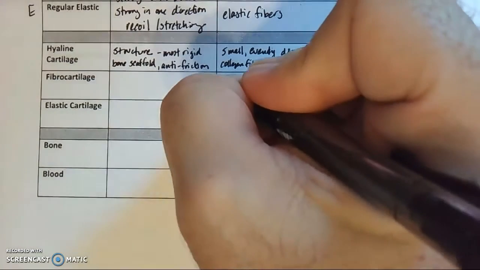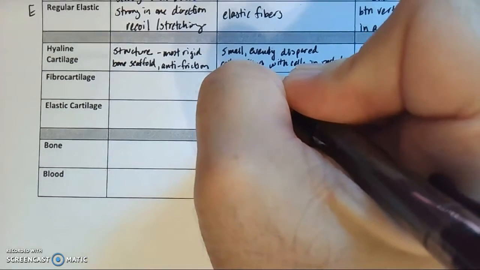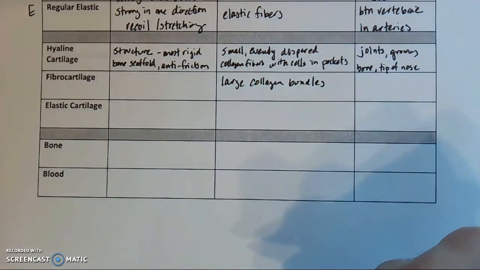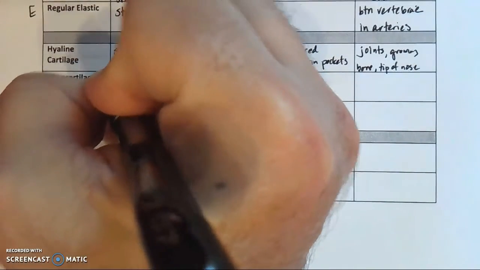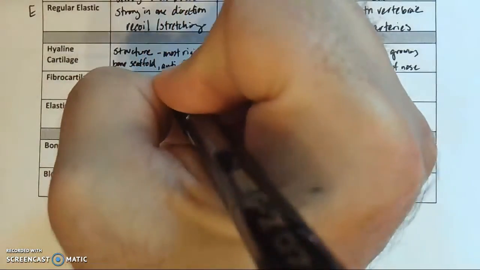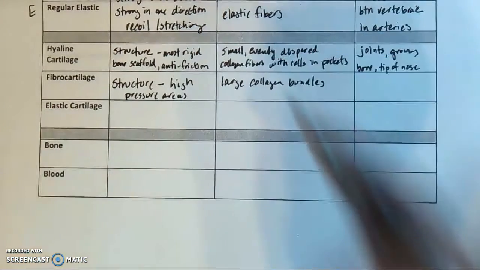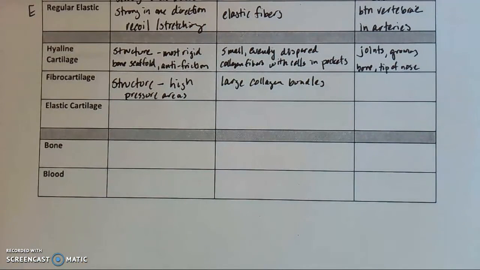Fibrocartilage has large collagen bundles. So we have a little bit more strength here because collagen, as you can see through this, with dense, irregular, we have collagen bundles. They offer some structure, some strength. So if they have larger bundles of collagen in this cartilage, then we have a little bit more structure. So this helps with structure also. And this is found in high pressure areas. So areas that are underneath a lot of stress, or we have a lot of force between substances.